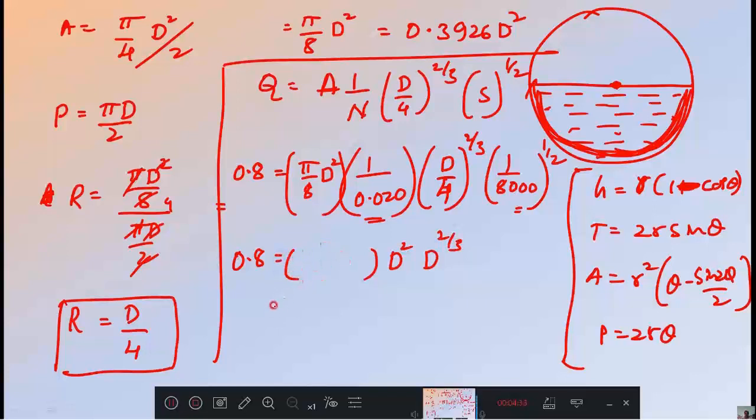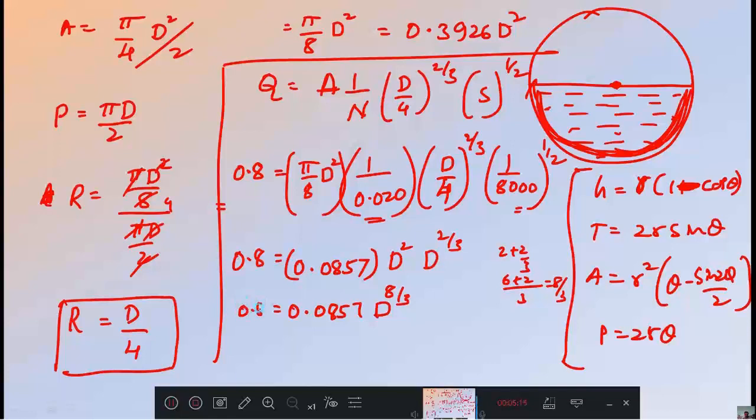Now first I will calculate this one, that is pi by 8 into 1 by 0.020 into 1 by 4 to the power 2 by 3 into 1 by 8000 to the power 1 by 2. This answer is 0.0857. Okay, now keep this as it is, and d square and d to the power of 2 by 3 means 2 plus 2 by 3. The LCM is 3, so 6 plus 2, therefore 8 by 3, so it is d to the power of 8 by 3.